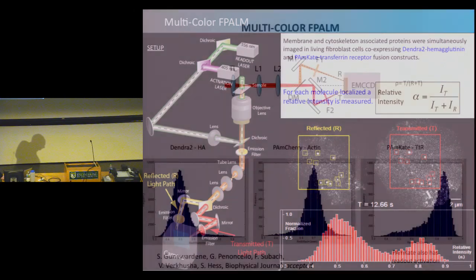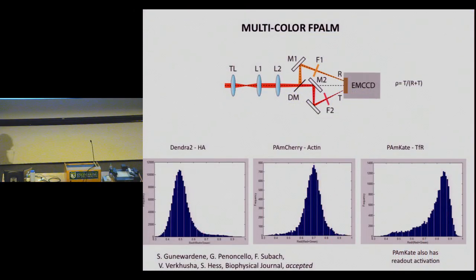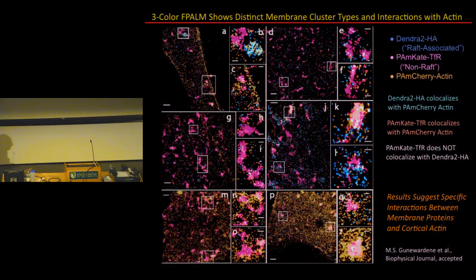So when we have 3 species, we have 3 different ranges for alpha that we assign to. This is Dendra, so it's like 0.4 to 0.6. This is Cherry actin, like 0.6 to 0.75. And PAmKate, something greater than 0.75, maybe 0.8 and above. And so we can then separate, in general, these species with roughly a 5% error rate. And we can render then 3 different things at once.